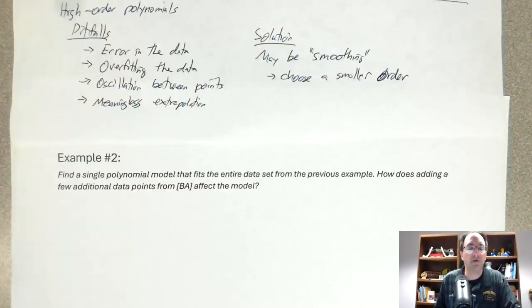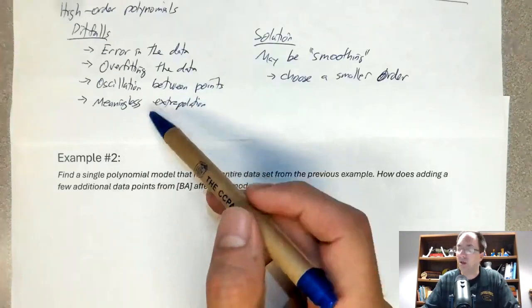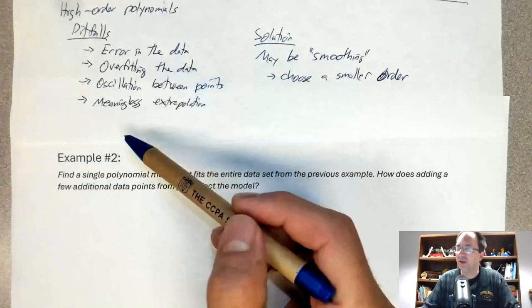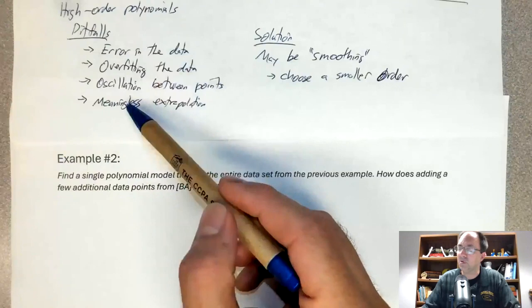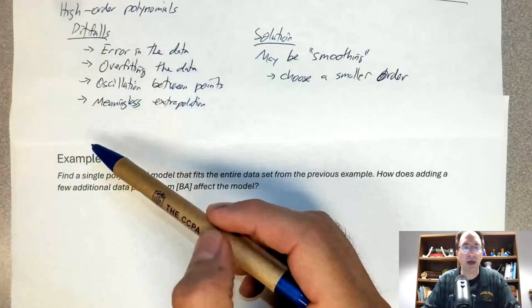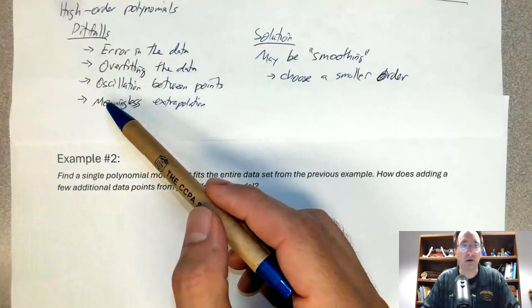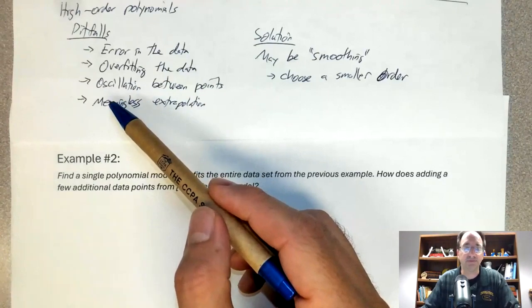Hello, this is part 3 on the section about high-order polynomials. As you recall, in the first couple of videos, we looked at how to create such a polynomial and some of the pitfalls. In fact, here's our top 4. We've talked a little bit about overfitting the data and meaningless extrapolation, and we want to look a little bit more at oscillation and how error in the data can affect our best fit polynomial.